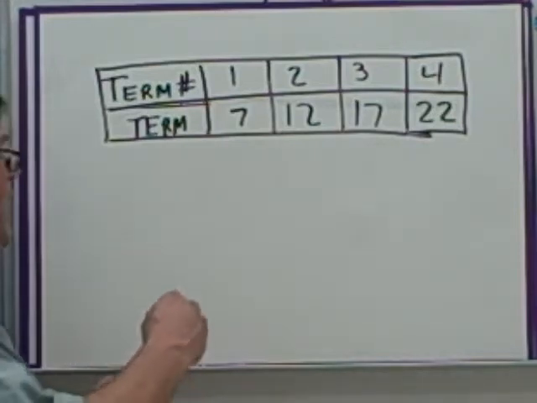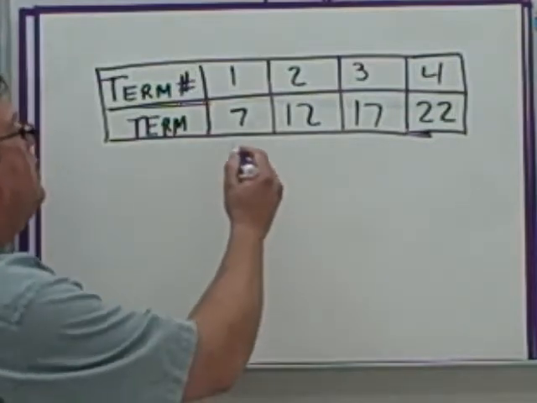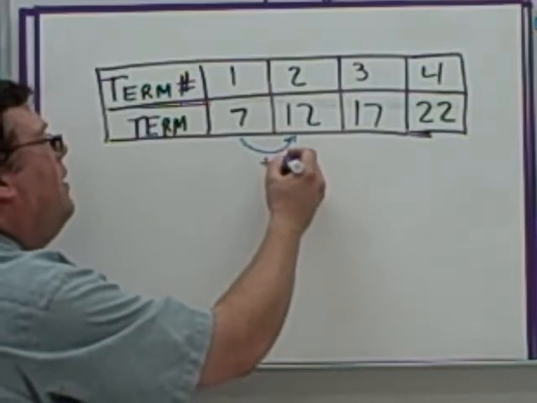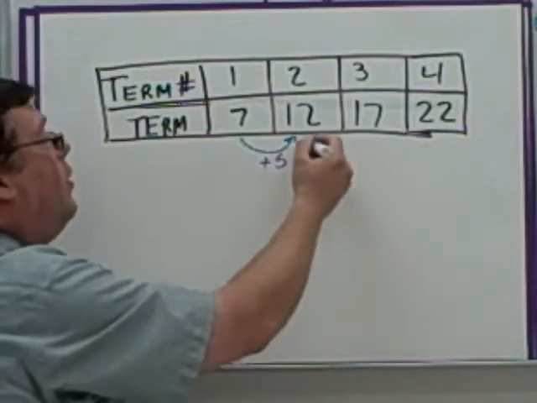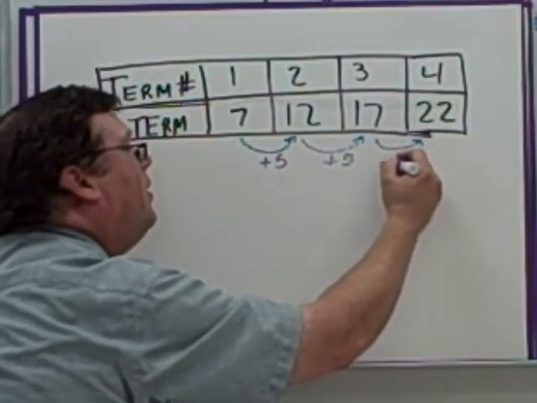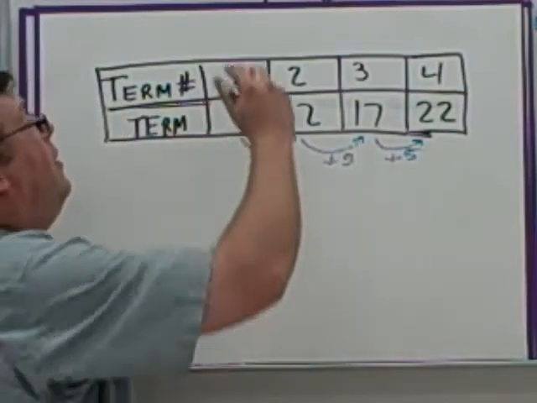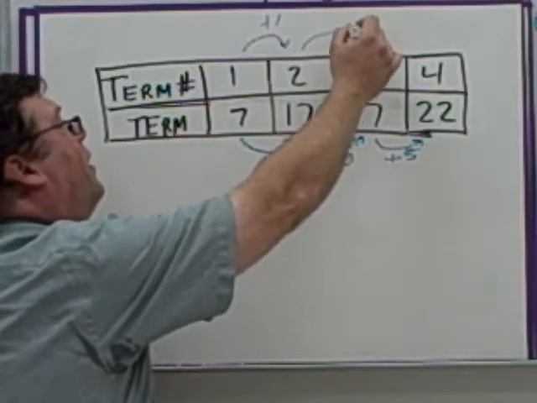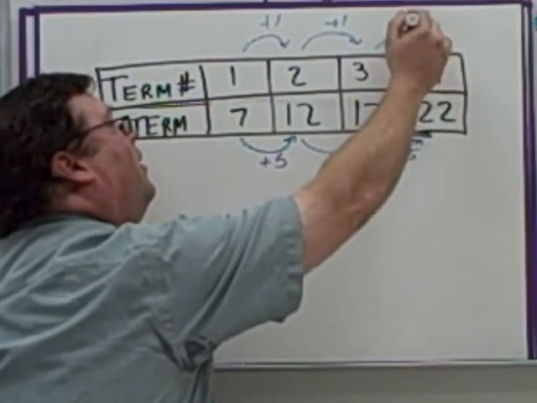And we did that by looking for that change. Going from this point to this point, we have a plus 5. 12 minus 7 gives me the 5. Going from here to here, we have a plus 5. From here to here, we have a plus 5. And that was known as the common difference. And from here to here, we went up by 1. And here to here, up by 1. Here to here, up by 1.